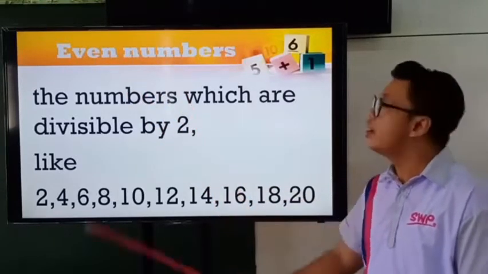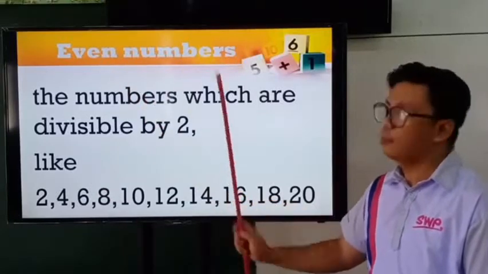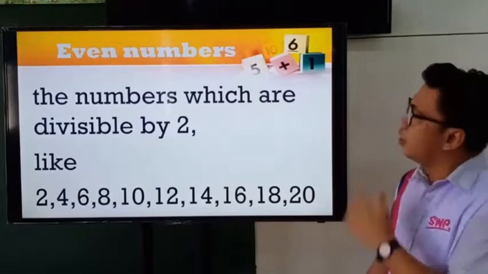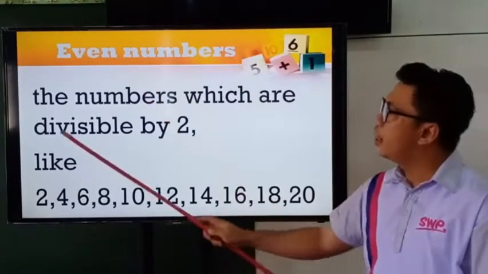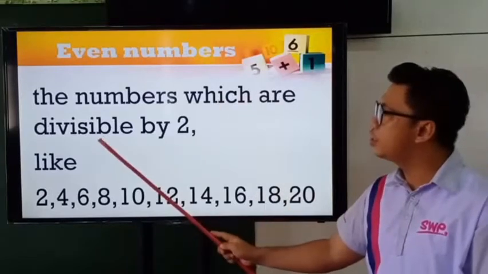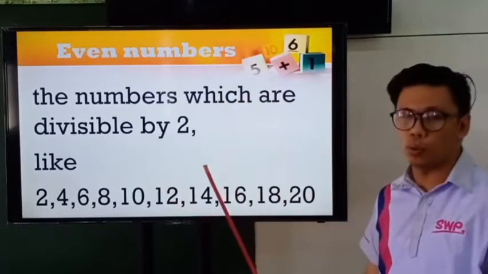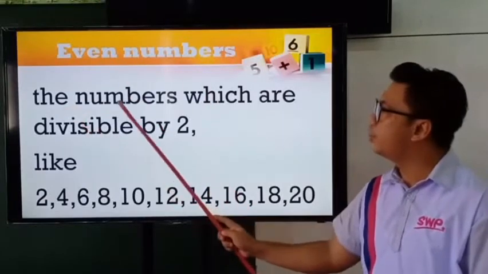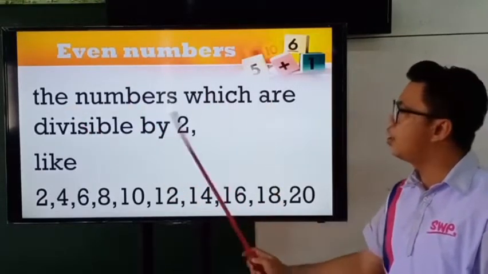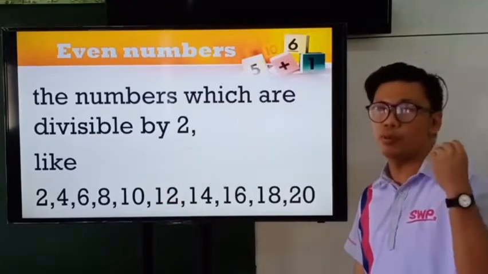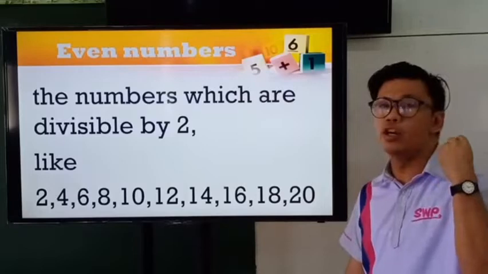Everybody say again, even number. So what is that even number? Let's read. Even numbers, the numbers which are divisible by 2. Again, even numbers, the numbers which are divisible by 2. It means it is multiplied or divided by 2.